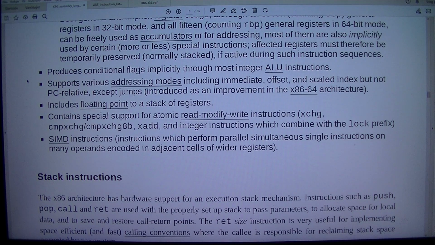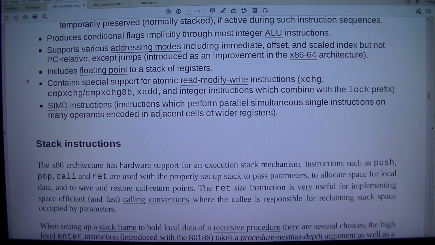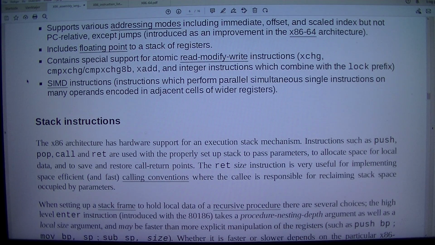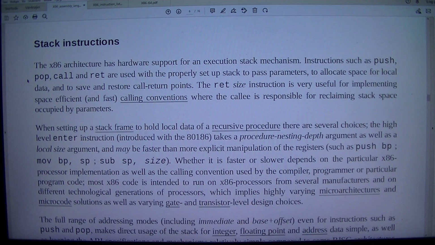Contains special support for atomic read-modify-write instructions, XCHG, CMPXCHG, CMPXCHG8B, XADD, and integer instructions which combine with the lock prefix. SIMD instructions, instructions which perform parallel simultaneous single instructions on many operands encoded in adjacent cells of wider registers. Stack instructions. The x86 architecture has hardware support for an execution stack mechanism.